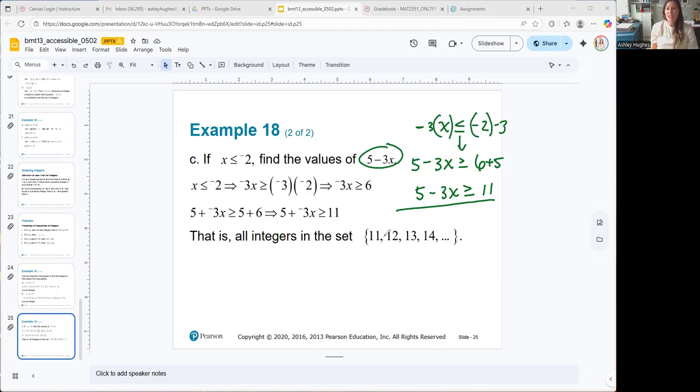And that is all the integers in the set. Okay, so for 5 minus 3x, that quantity is going to return any integer that's greater than or equal to 11, because of this, that means greater than or equal to. So 11, 12, 13, 14, all of those things.